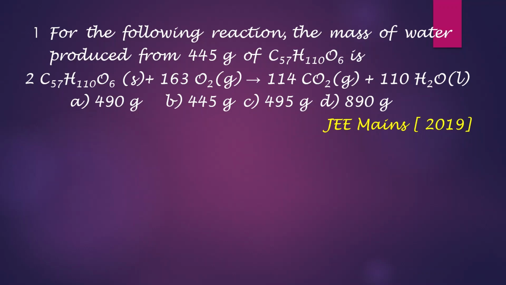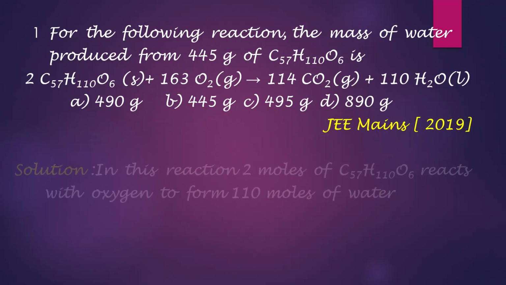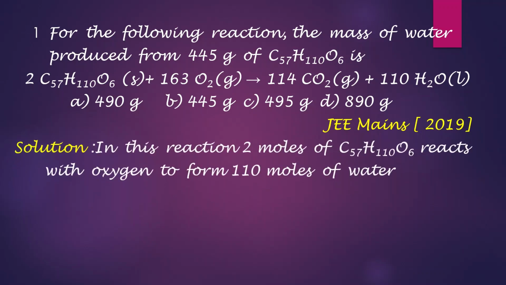Okay, now in this question you are required to find out the mass of water that is produced by 445 gram of C57H110O6. Okay, now according to the equation, 2 moles of C57H110O6 reacts with oxygen to form 110 moles of water. Okay, so first of all we have to convert this 2 moles of C57H110O6 and 110 moles of water in terms of gram by making use of the molar mass.